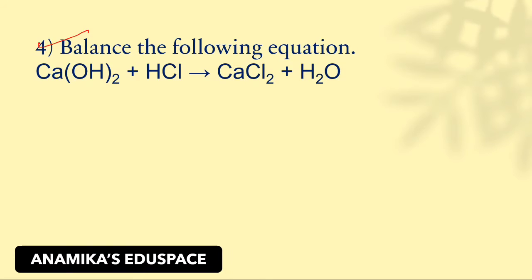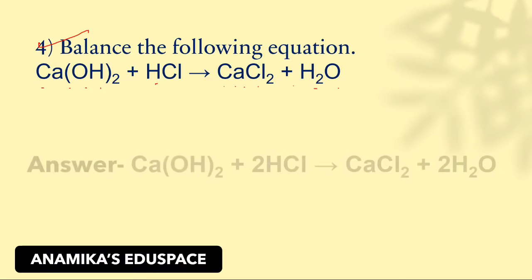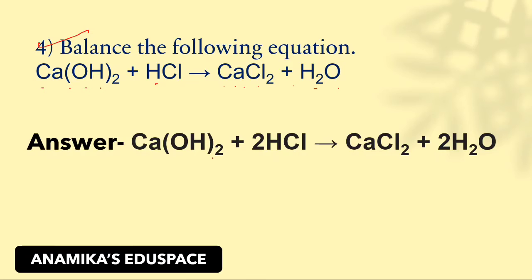Question number 4. Balance the following equation. Ca(OH)2 plus HCl gives CaCl2 plus H2O. Answer. Ca(OH)2 plus 2HCl gives CaCl2 plus 2H2O. Why? Because if we count, 1 Ca is here, and here also 1 Ca is there. Here how many oxygen are there? 2 oxygen are there, because every time the subscript outside the bracket is multiplied inside the bracket, like in maths. And how many hydrogen atoms are there? 2 hydrogen atoms are there. Clear?